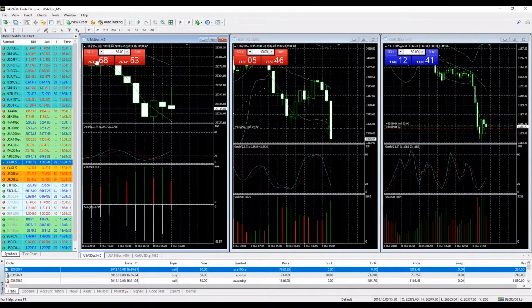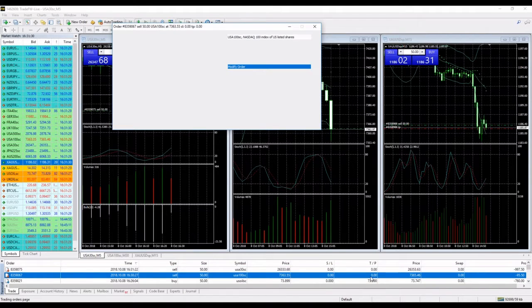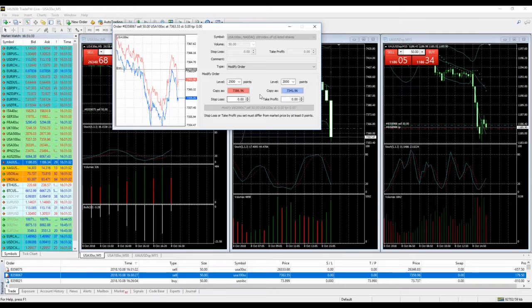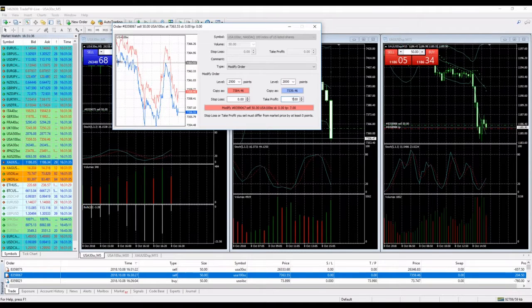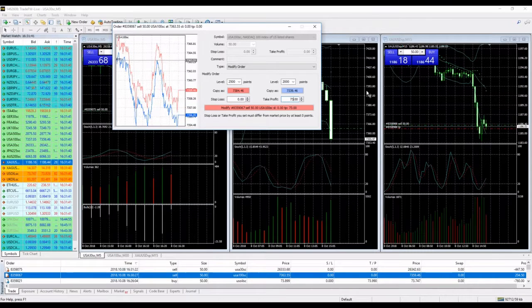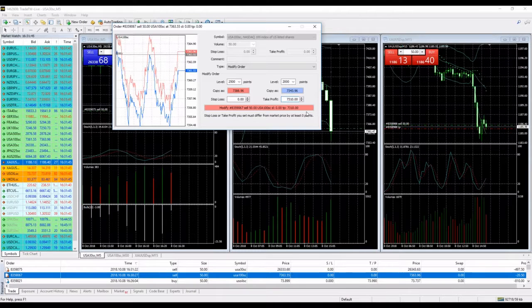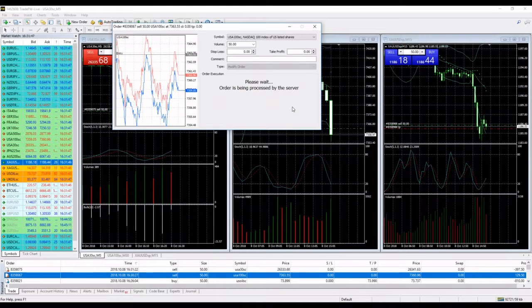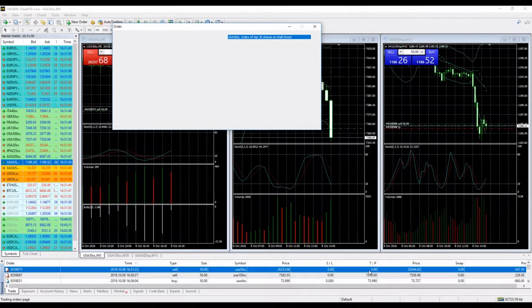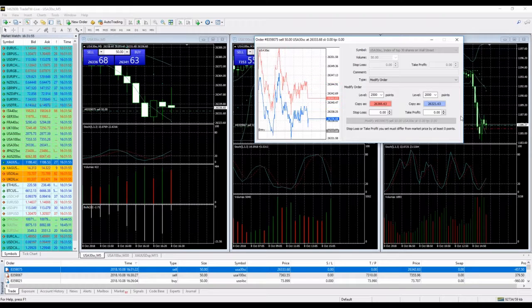Okay, now we can sell also USA 30. On USA 100, we are putting our take profit at 7,310. There we go. I put my take profit here. On USA 30, Dow Jones, it is not really moving.